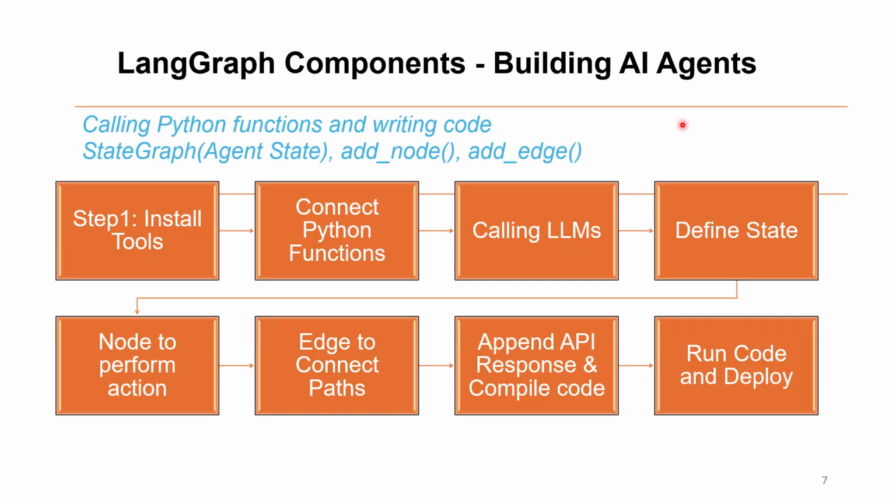The next component is LangGraph. Connect Python functions together in LangGraph because it is based heavily on coding. As we know, a graph has nodes and edges. Similarly, LangGraph has nodes and edges. Nodes perform actions like calling an API, invoking a tool, or answering a question. Edges connect two nodes and decide the next step.